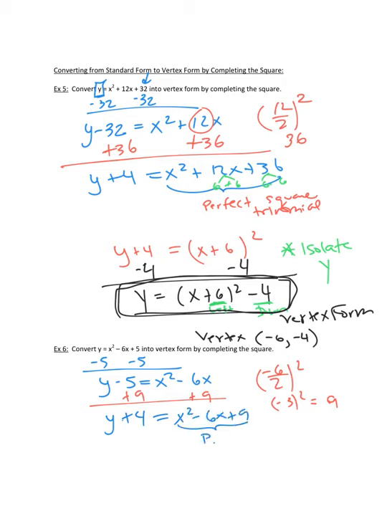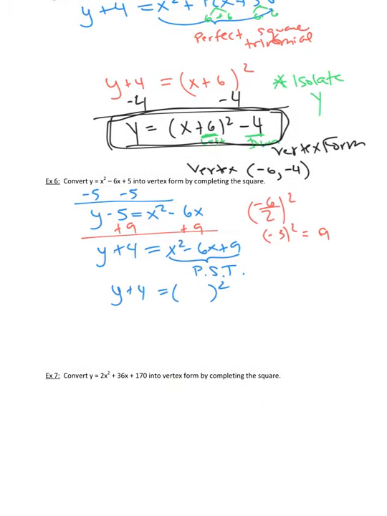Whatever you get here will always be a perfect square trinomial. You now have to express that as a binomial squared and bring down the y plus 4. If you look at the numbers, 6 makes you think of 3 plus 3, and 9 makes you think of 3 times 3. But this is a minus, so it'll be x minus 3 squared. And then you have to just isolate y. So all you do to isolate y is subtract the 4, and you're done. y equals x minus 3 squared minus 4.